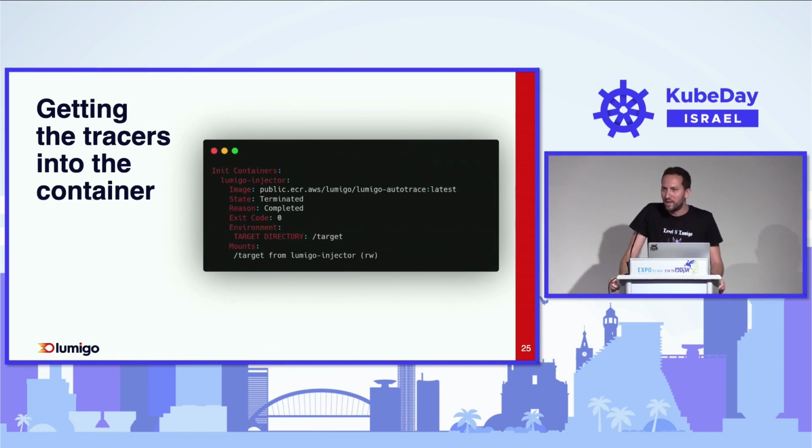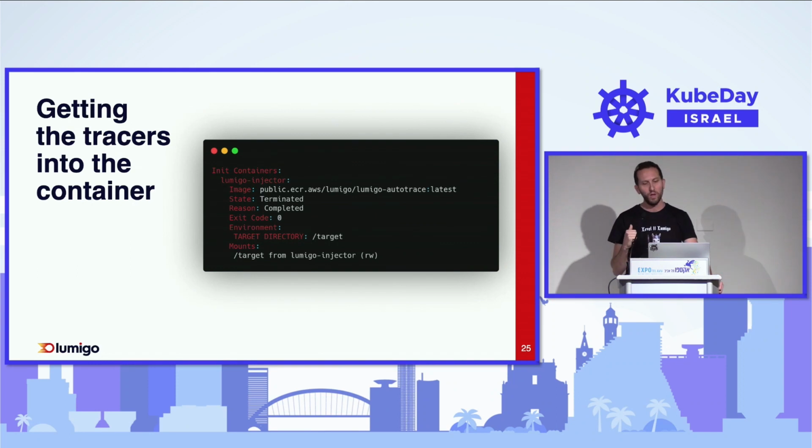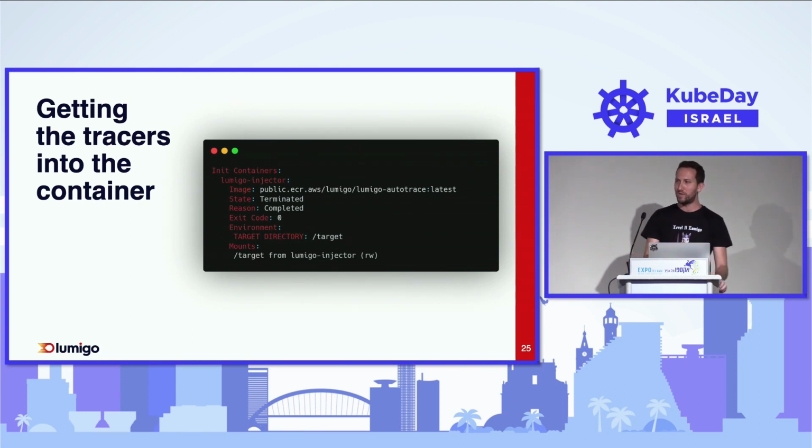Then we add an init container. And an init container is a container that starts and completes before the app containers even start. And this init container has an image. That image contains our tracers, the Lumigo tracers. So the init container spins up with the tracers. It copies the tracers into the ephemeral volume that's mounted to it, the ephemeral volume we saw a second ago. And then it completes. Now, the same ephemeral volume is also mounted to the app containers. So the app containers start with the tracers in them.